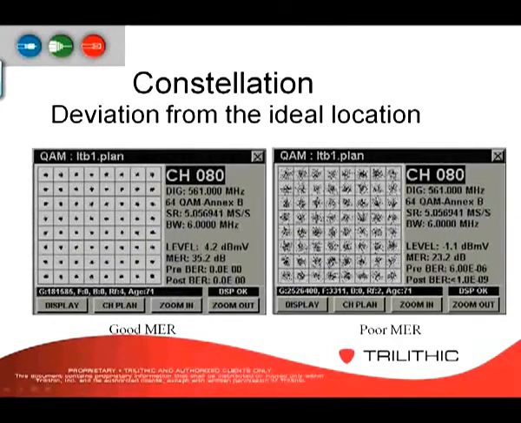Now, looking at the constellation patterns on the screen here, on the left side, that's what a good MER would look like: the tight cluster of dots in the center of the individual squares, or the individual decision boundaries. On the right, that's a poor MER. If you see that type of MER in the field, you have some work yet to do.